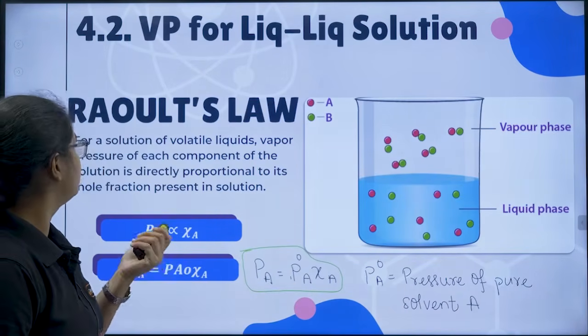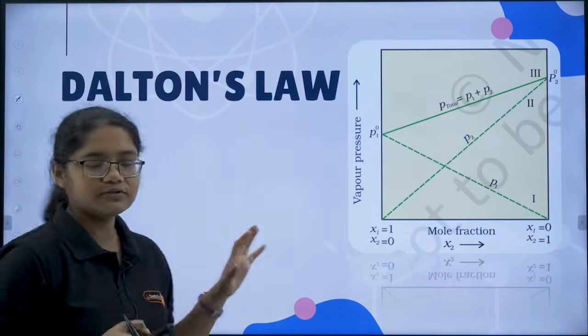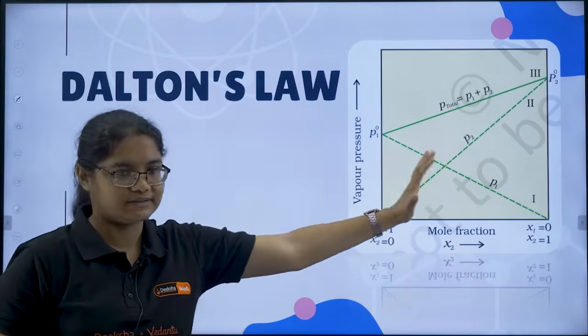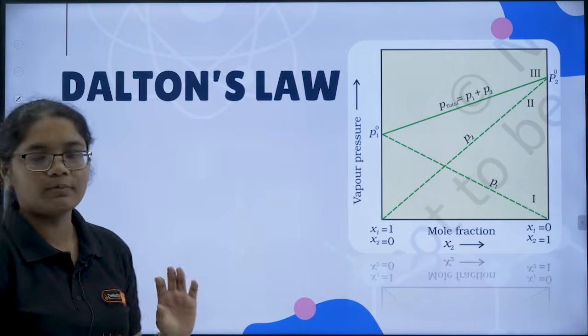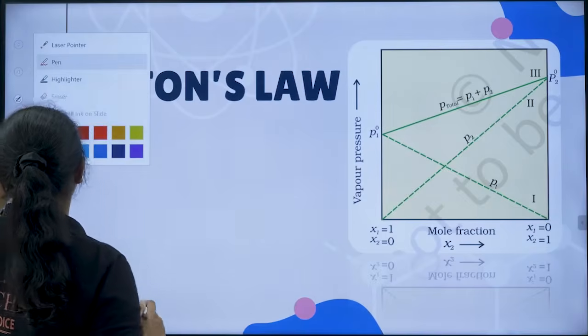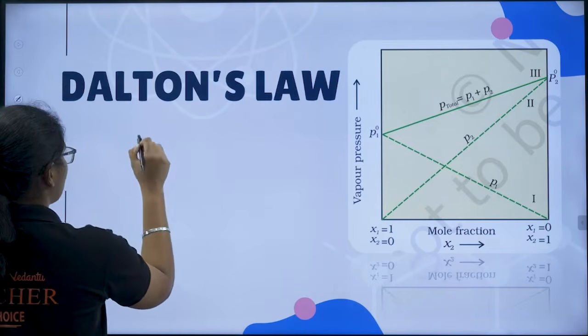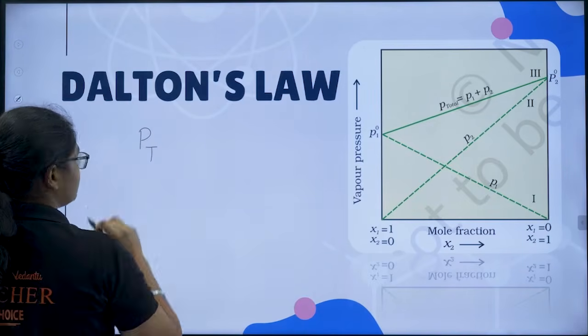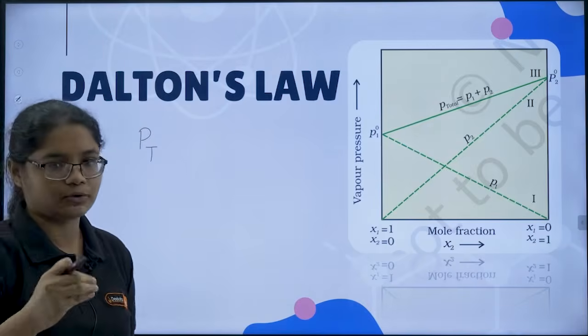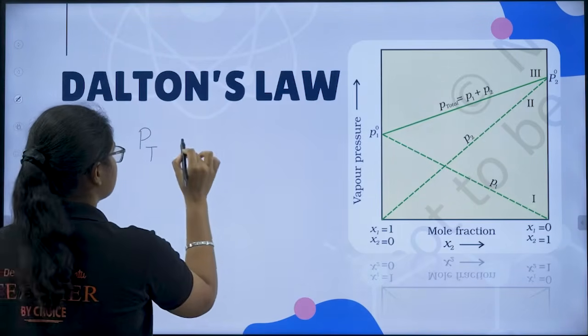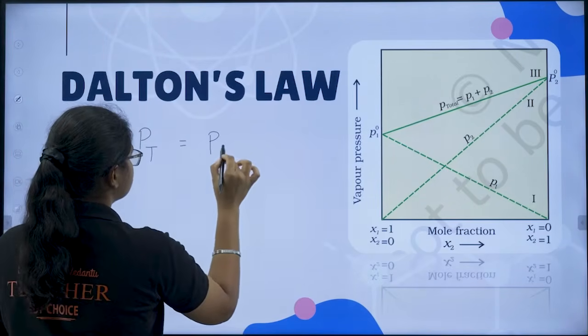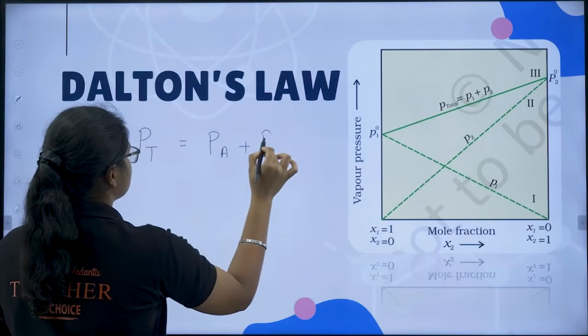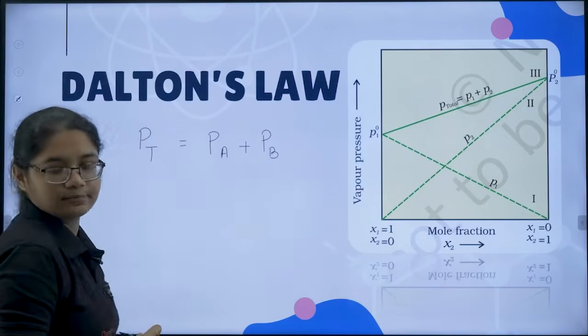Now we will move to Dalton's law. I will explain this graph afterwards in detail. So what is Dalton's law? Dalton says that you have A also, you have B also, so total pressure will be there. Total pressure will be equal to partial pressure of A plus partial pressure of B, right?